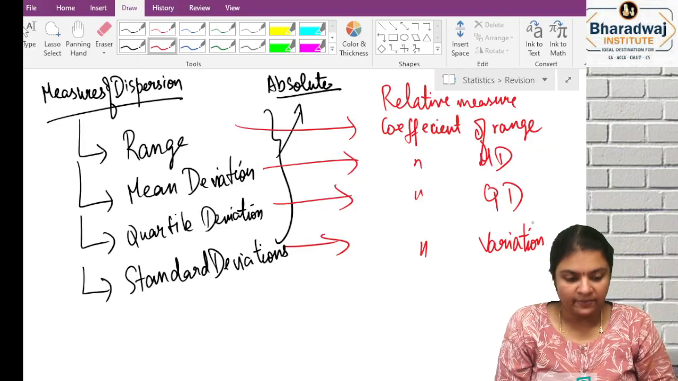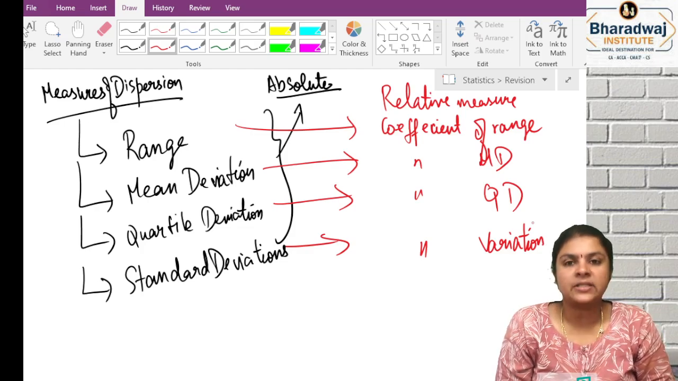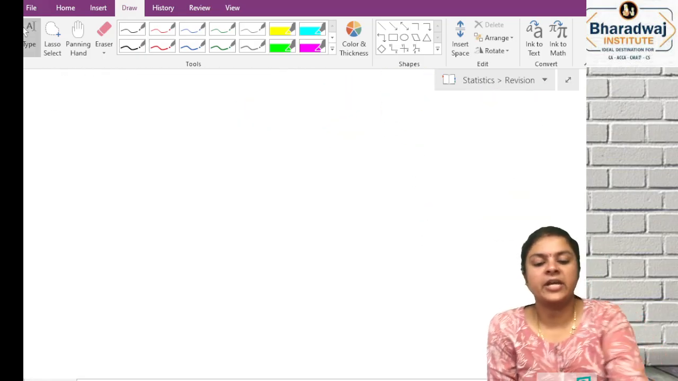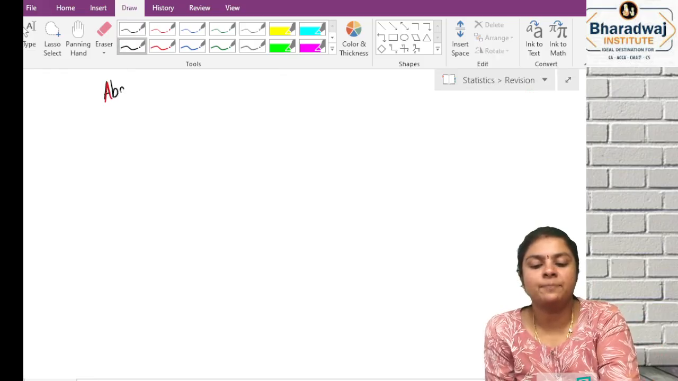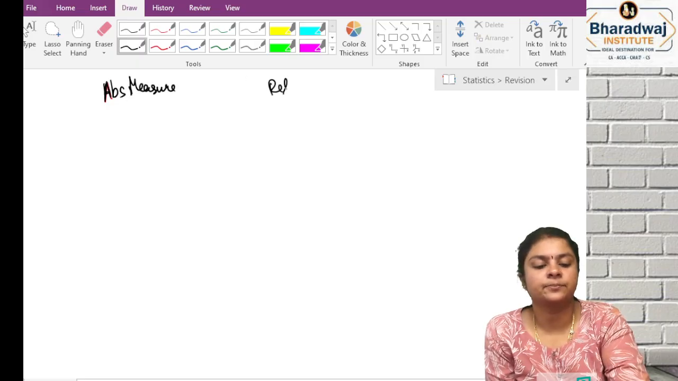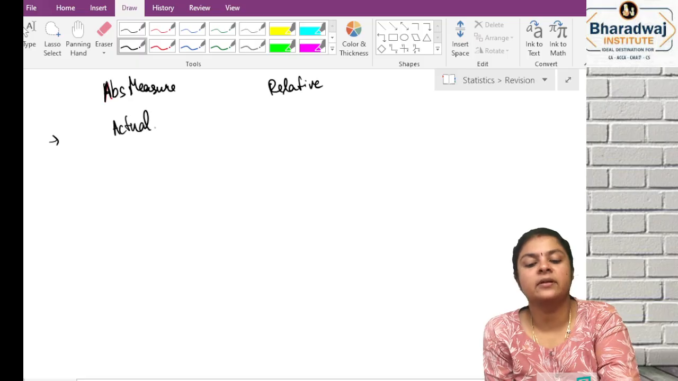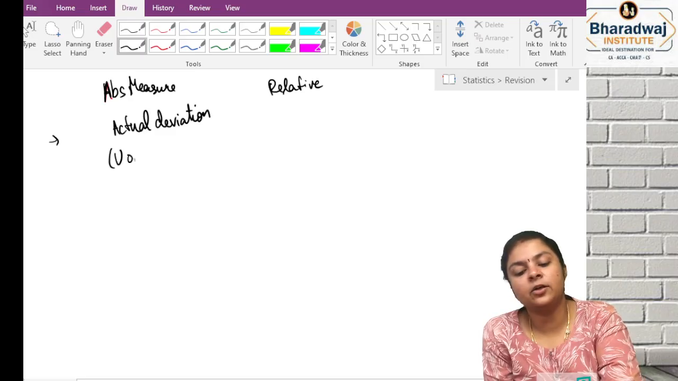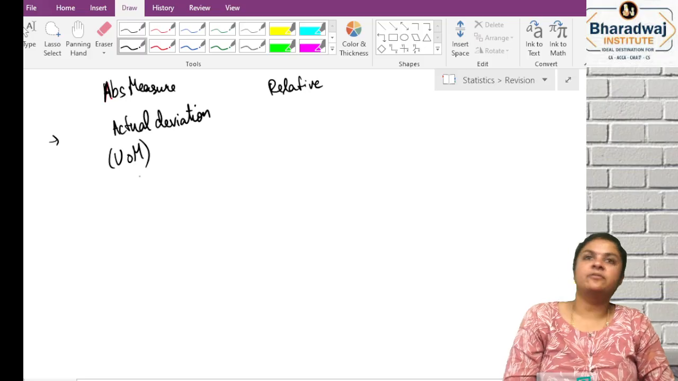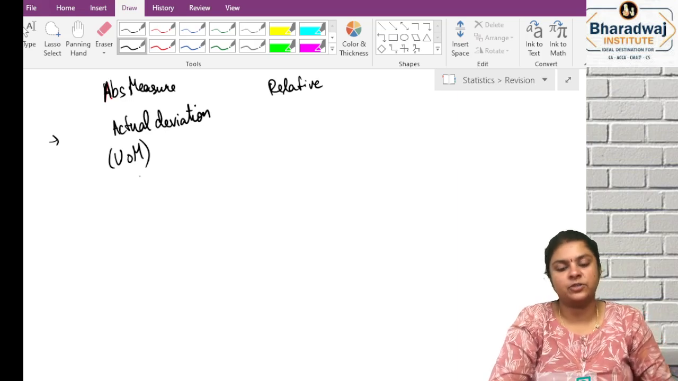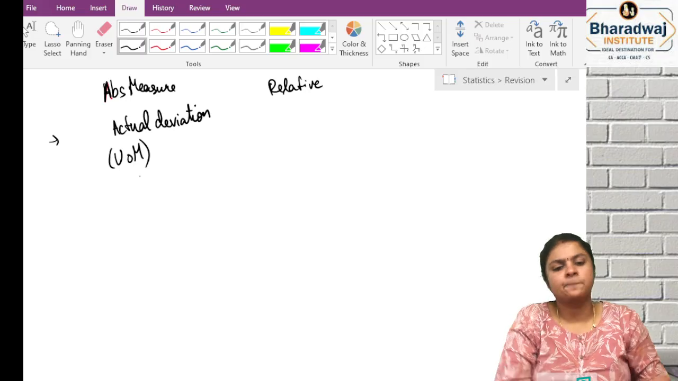Now, when it comes to absolute versus relative measure, what is the difference? The first differentiating point: the absolute measure is the actual deviation, which means it will include the unit of measurement. If the question is in marks, the answer is also in marks. If the question is in rainfall, the answer is in rainfall, or in centimeters, whatever it is.